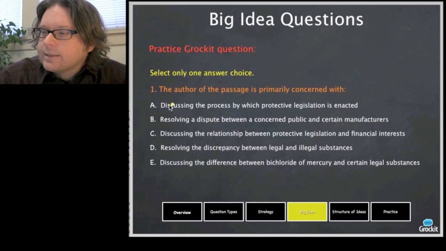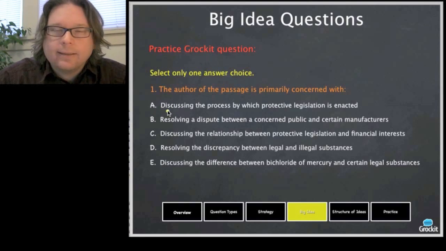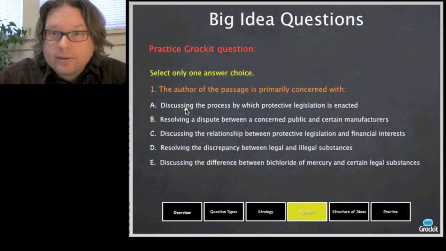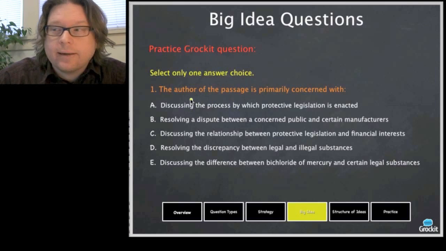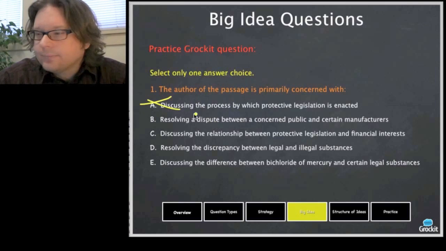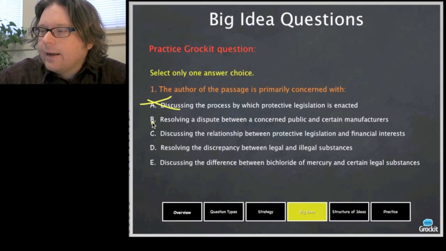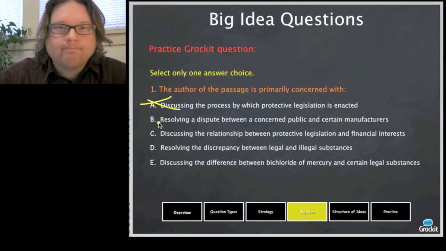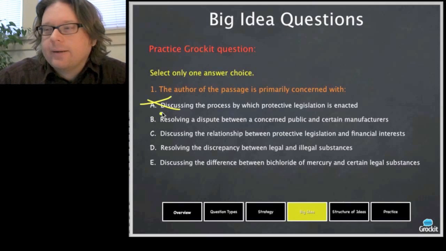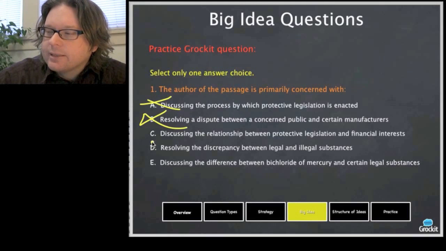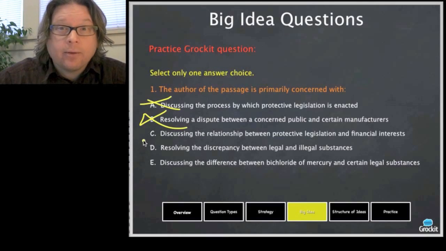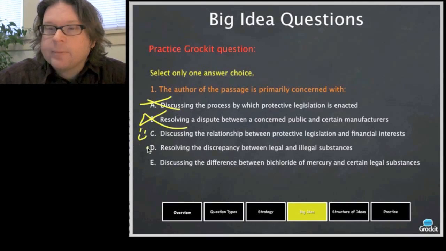A, discussing the process by which protective legislation is enacted. We actually didn't hear anything about the process. We just heard that there were these tablets, and they caused problems. And then poof, there's legislation 6 months later. So, definitely not A. B, resolving a dispute between a concerned public and certain manufacturers. There was no dispute at all. So, thank you for playing choice B. C, discussing the relationship between protective legislation and financial interests. Okay, that sounds pretty good. We'll keep that one and check the other ones.